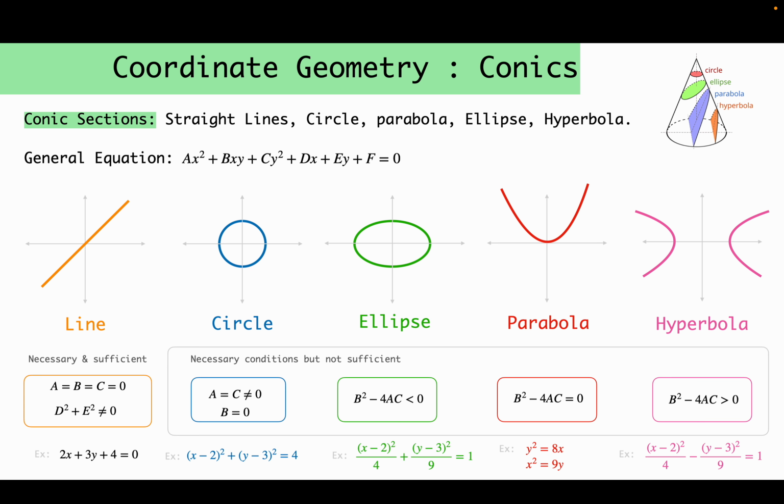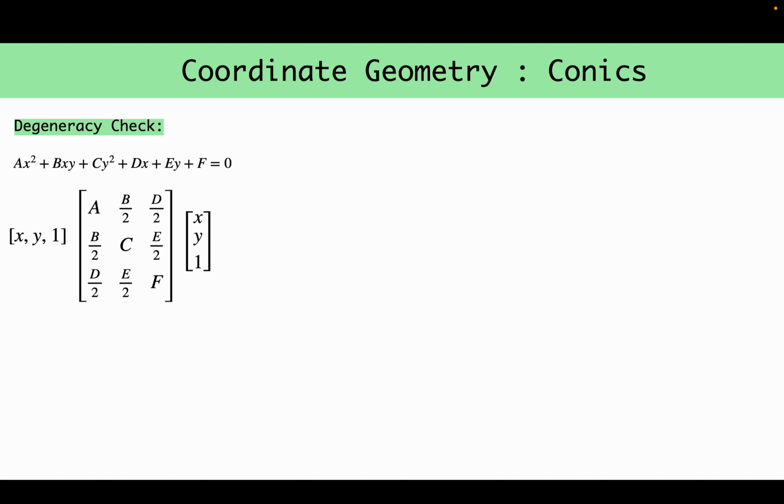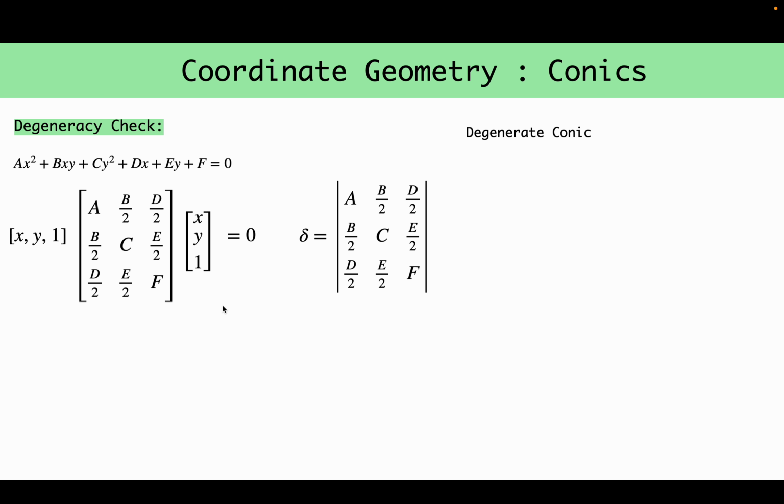Now let us see what are the sufficient conditions it needs to satisfy in order to become a perfect conic. So first we have something called a degeneracy check. Let's take this general equation. When you represent this in the form of a matrix, it would be something as follows. So if you multiply this and equate it to 0, you will get back this general equation. So now take this matrix, and if we compute the determinant of this matrix, and if this determinant is equal to 0, then we call it a degenerate conic. And if the determinant is not equal to 0, then we say it is a non-degenerate conic.